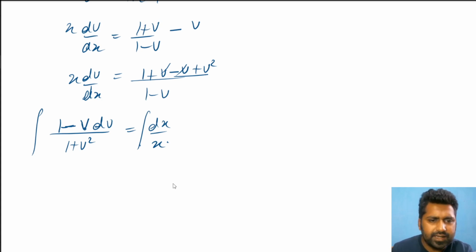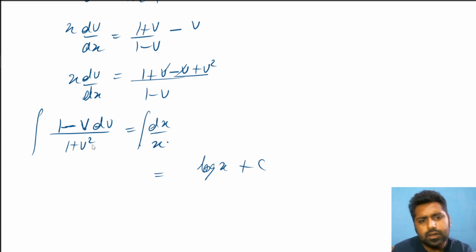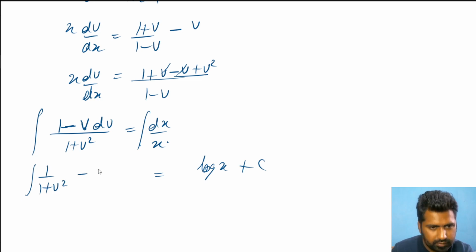So dx by x, I think that's very simple. Log x plus c we can write. We have to solve this one now. What we can do is, I'll split this in two parts, integration of 1 upon 1 plus v square dv minus integration of v upon 1 plus v square dv.